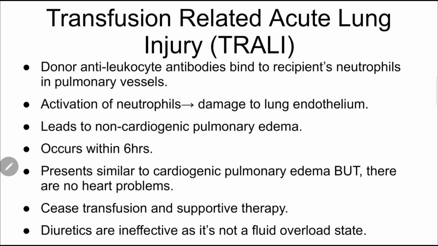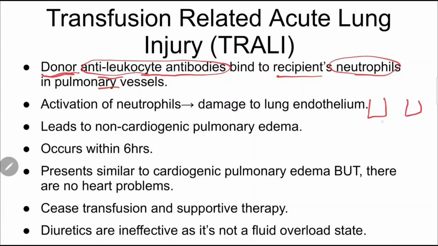Okay, next is a very high yield condition, right? And this is known as transfusion related acute lung injury, or TRALI, right? And I'm going to try to make it as simple as possible. So what happens is that in the donor, there are going to be what are known as anti-leukocyte antibodies, okay? These anti-leukocyte antibodies bind to the recipient's neutrophils in the pulmonary vessels. So let's say this is the donor and this is the recipient. What happens is that the donor has in the blood what are known as anti-leukocyte antibodies. So these are anti-leukocyte antibodies.